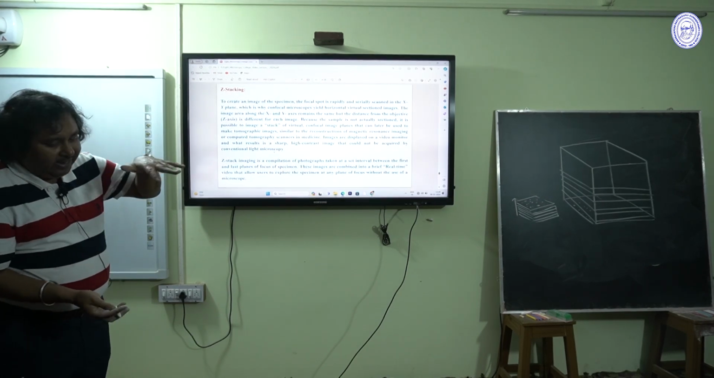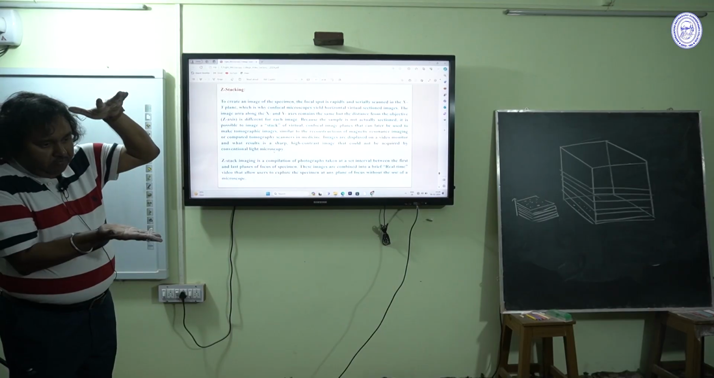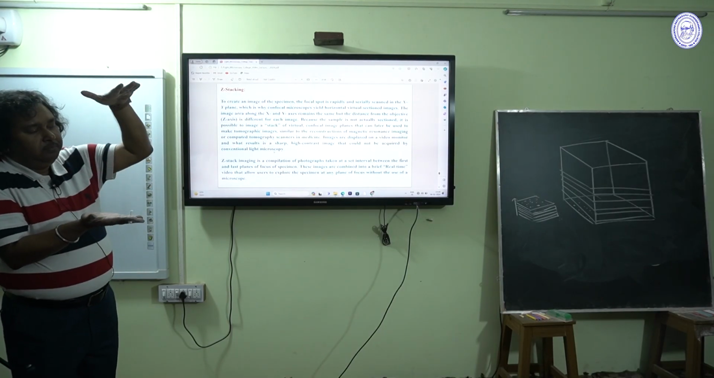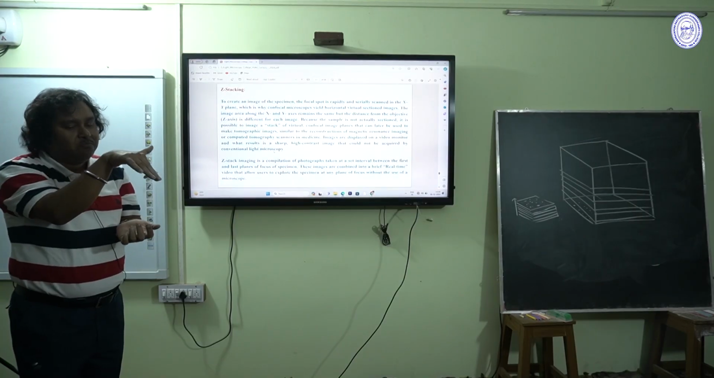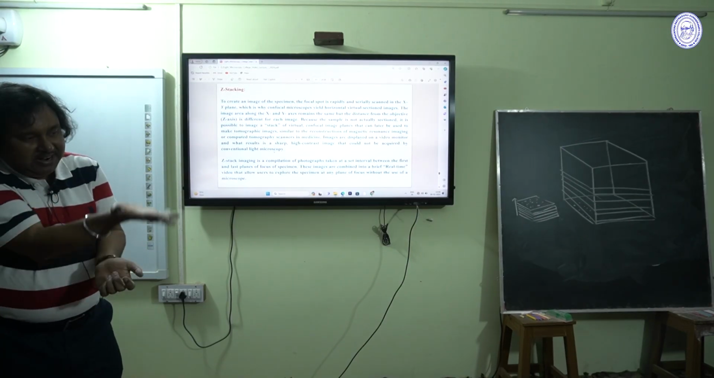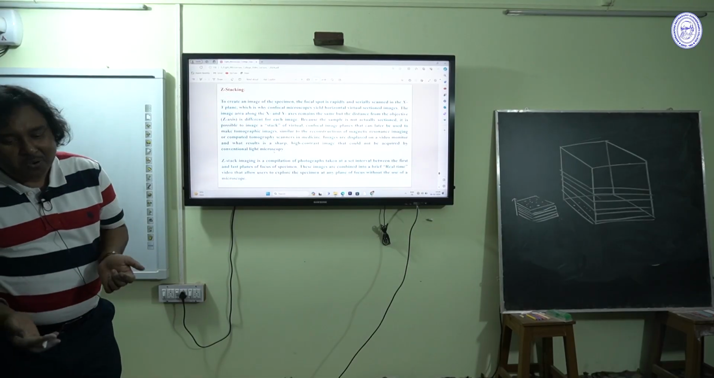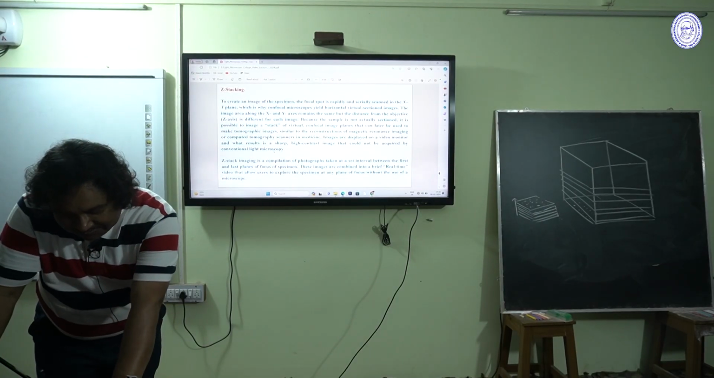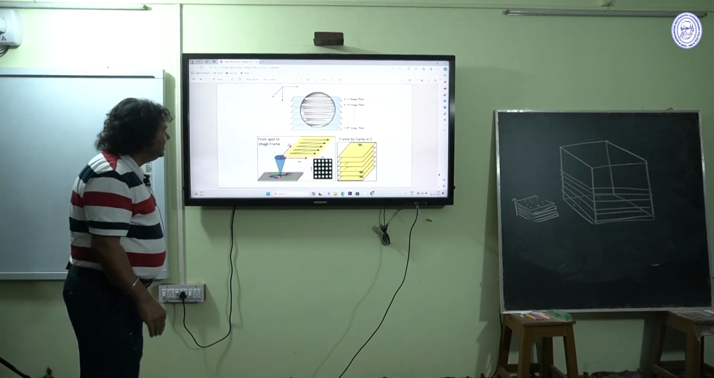And the stacking, that means from bottom to top, the layers are stacked like the pages of books in the direction of the Z-axis. So it is simply known as Z-stacking. Yeah. Please try to understand.